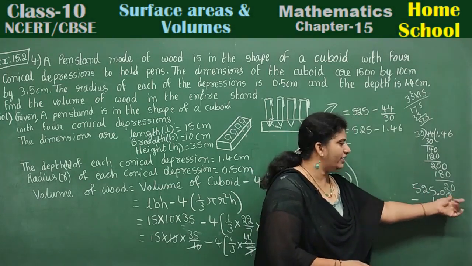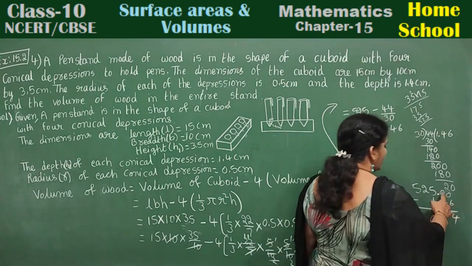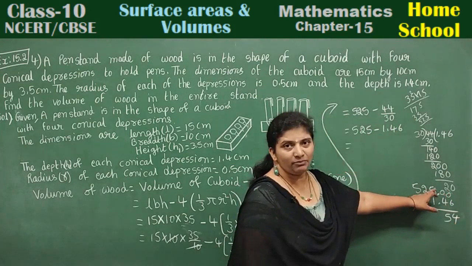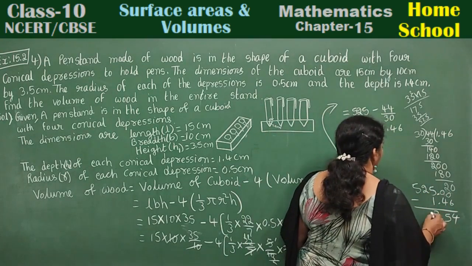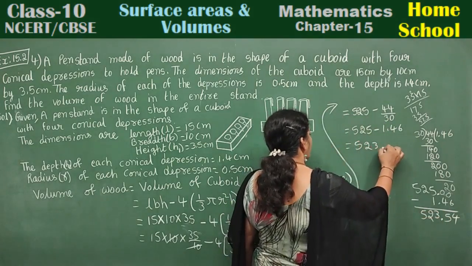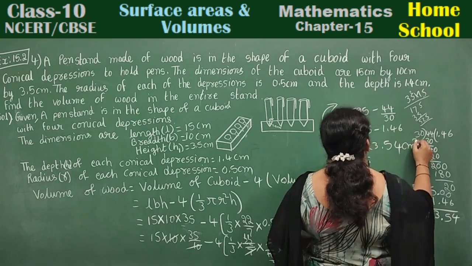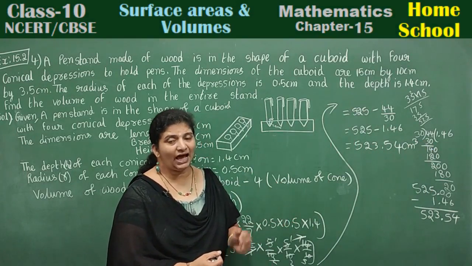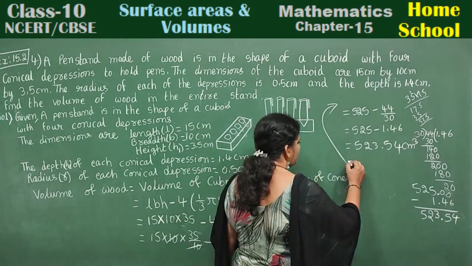If you want, you can take a point and 2 zeros there. Now 10 minus 6 will be 4, and here 9 you have. 9 minus 4 will be 5, and you have taken one number from here. This will be 4. 4 minus 1 will be 3, and 5. Therefore, your answer is 523.54. What is the unit we need to write here? Centimeter cube. This is the volume of wood which is remained after removing 4 conical depressions. What can you write as the final statement here?